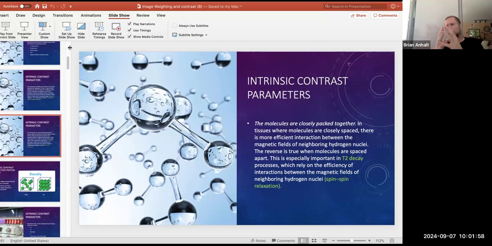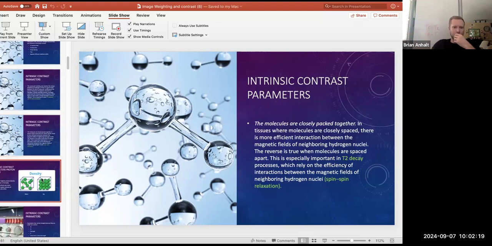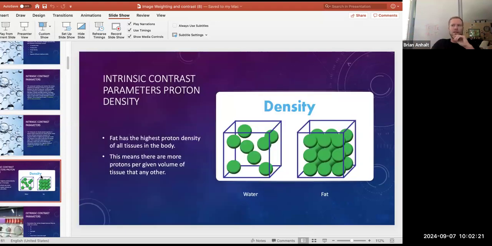Tissues that have closer packed molecules are going to have quicker T2 decay than tissues that have further away, or the molecules that are free flowing and further away from each other. Fat has molecules closer packed together, the hydrogen's closer together, therefore fat is going to have a quicker T2 time than water. Does that make sense?